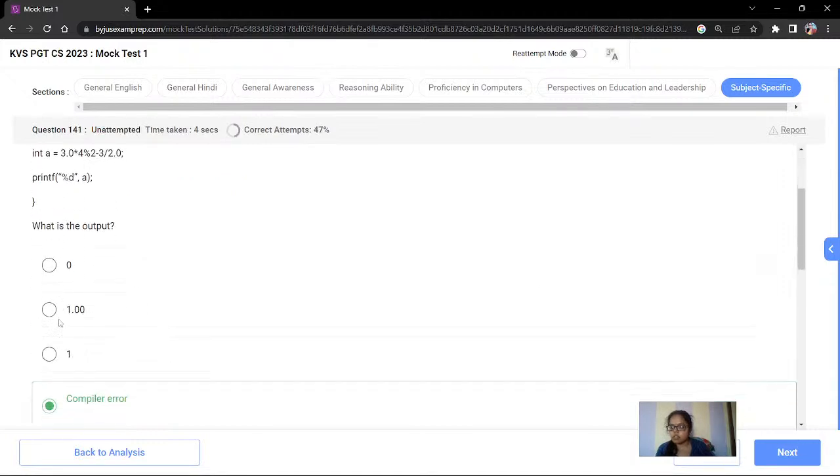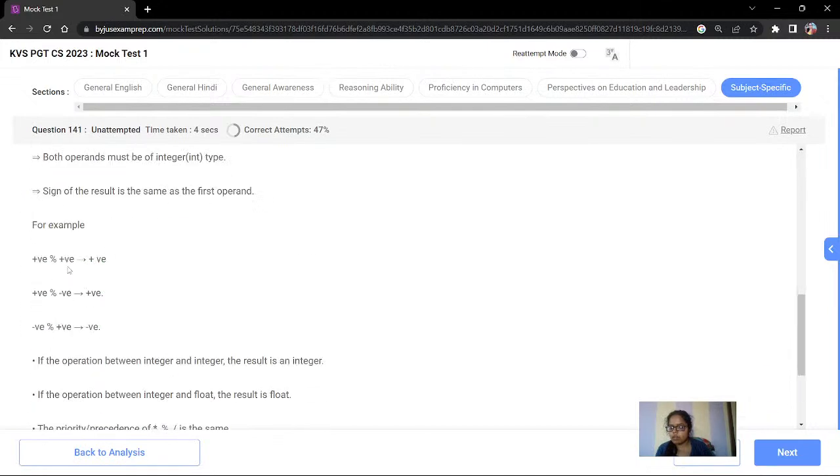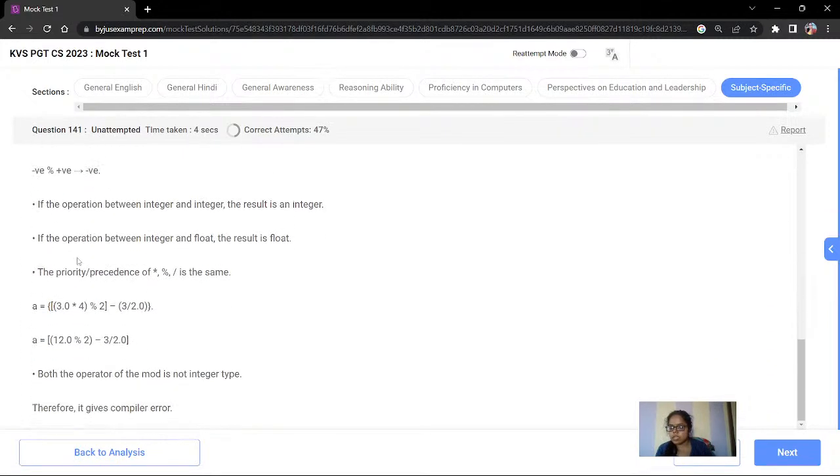Next, this equation is given here, and you will get a compile error. Why? For example, this is the explanation: you can see both operands of the mod operator are not integer type.